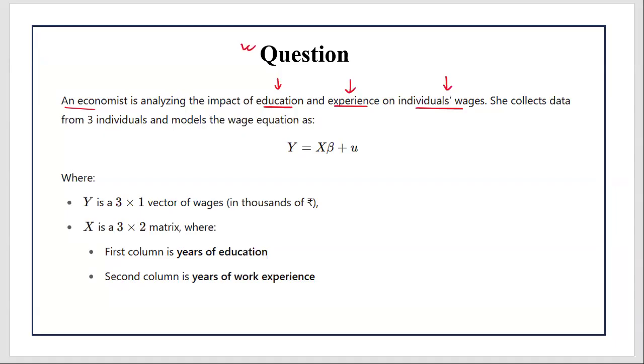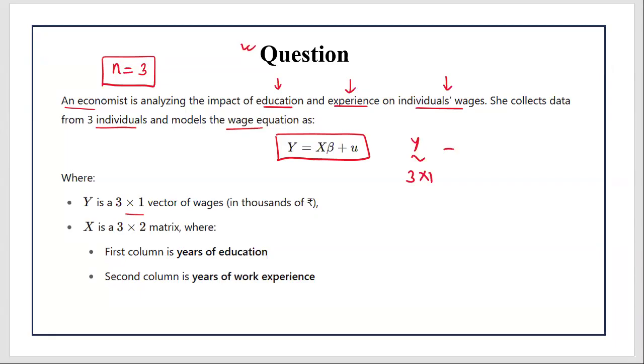Now she collects the data from three individuals. So you have n equals 3. Sample size is 3. And the model of the wage equation is given as this: y equals X beta plus u. This is the usual multiple linear regression model where y is a 3 cross 1 vector which represents the wages, right? Y is basically a vector, dimension is 3 cross 1.